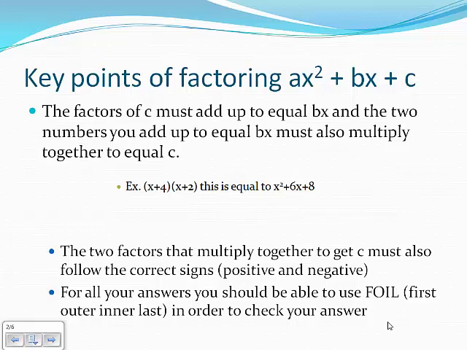The quadratic trinomial is ax squared plus bx plus c. The factors of c must add up to equal the coefficient b of x, and the two numbers you add up to equal b must also multiply together to equal c. For example, (x plus 4) times (x plus 2) is equal to x squared plus 6x plus 8.